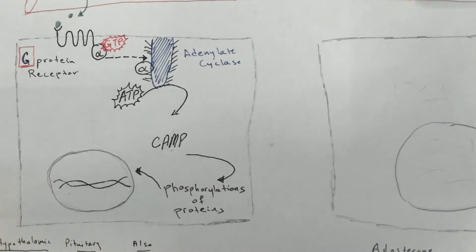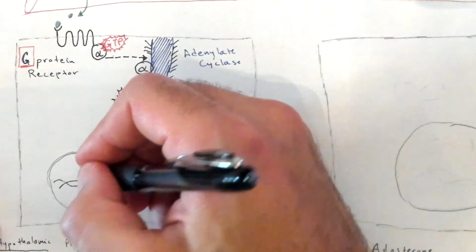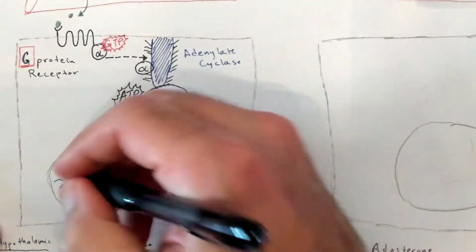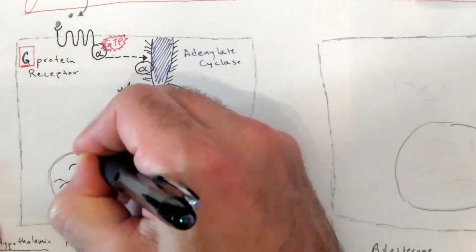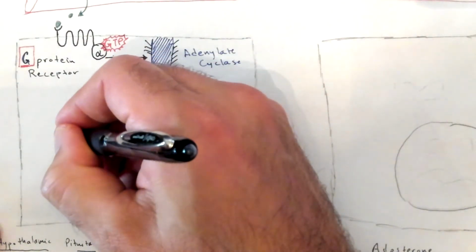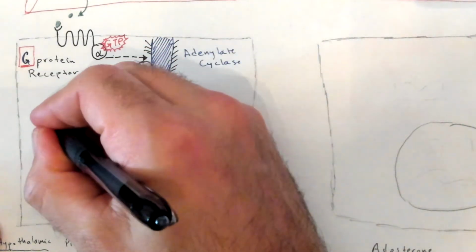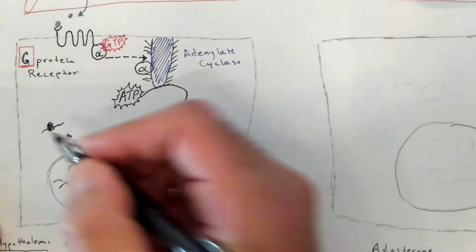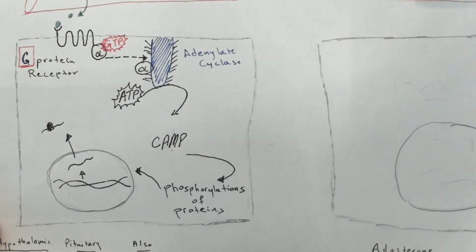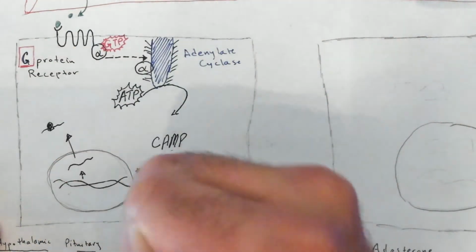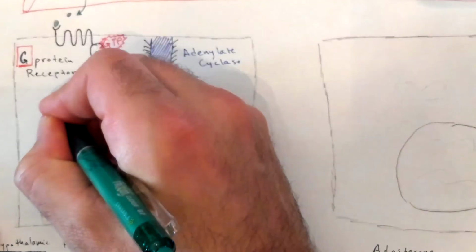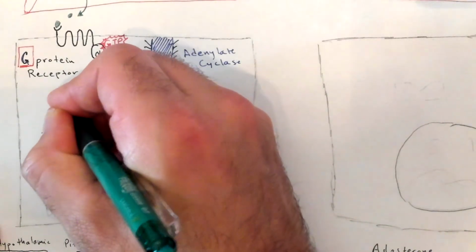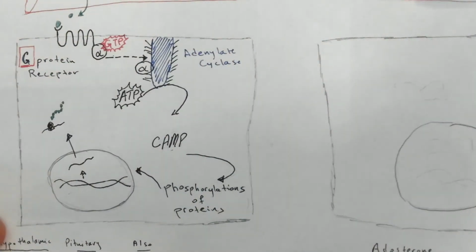Right? And what are we going to do here? We're going to do transcription to an mRNA molecule. The mRNA will exit the nucleus, right? Find a ribosome. And then that ribosome can make a new protein for us. Right? There's that new protein.